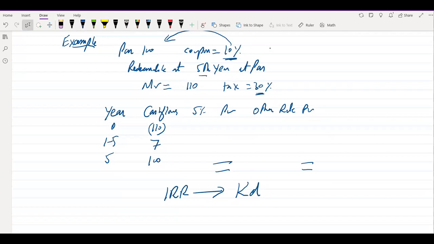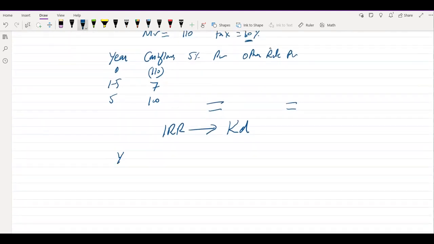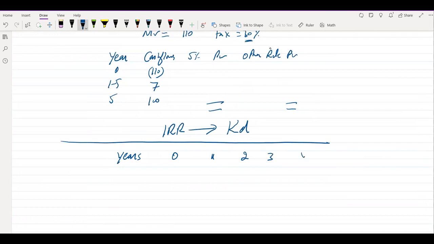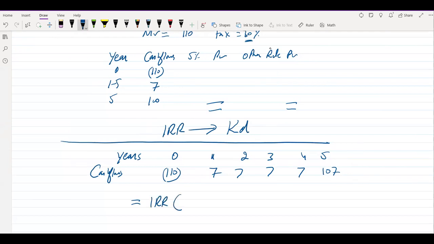But thank God we have Excel now in ACCA. So what is the best way to solve this? Simply write years 0, 1, 2, 3, 4, 5. Write the cash flows here. Market value 110. Interest 7, 7, 7, 7. And in the last year, it will be 7 plus 100, par value will be received and interest will be received too. We can write this 107. Simply give the command IRR, bracket start, select all cells from 0 to 5th year. So that will be equal to the Kd.